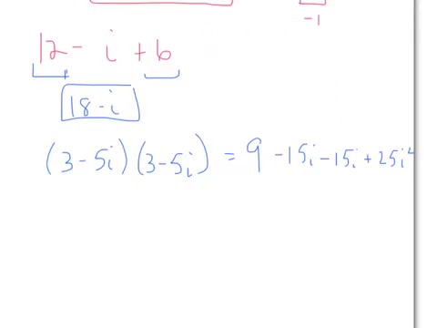Combining the middle terms here, we're going to have 9 minus 30i. This i squared being a negative 1 right here makes this minus 25. And then the 9 minus 25 is negative 16.